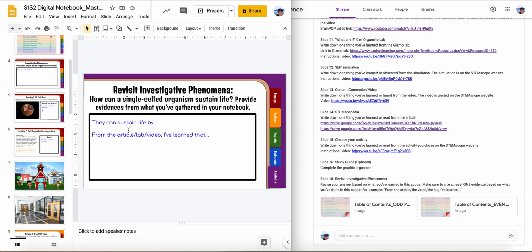What made you think that this is a correct answer? Was there a specific part in the article, the lab, or the video that you learned about a certain function of the cells or certain parts of the cell organelle? Make sure to include the evidence.